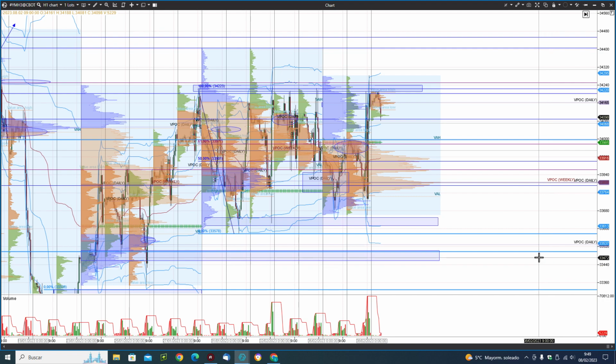Today is February the 8th, and let's start with the Dow Jones. As you see here, there are two great points, marked with a rectangle, the two great price action zones.